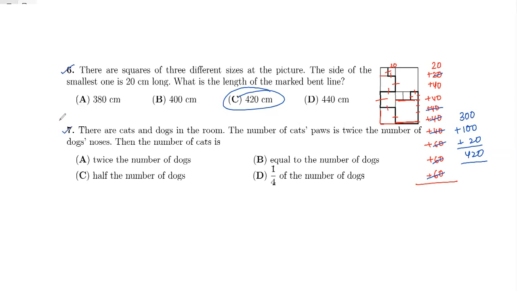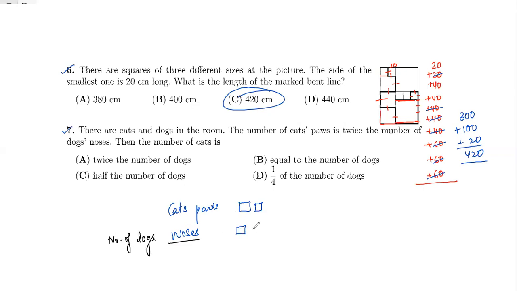Now let's read question number 7. There are cats and dogs in the room. The number of cats' paws is twice the number of dogs' noses. So they are saying the cats' paws are twice the number of dogs' noses. So suppose the number of dogs is this, so the cats' paws are these many. Let's put a number to this. For example, each dog has only one nose, so this is actually the number of dogs.